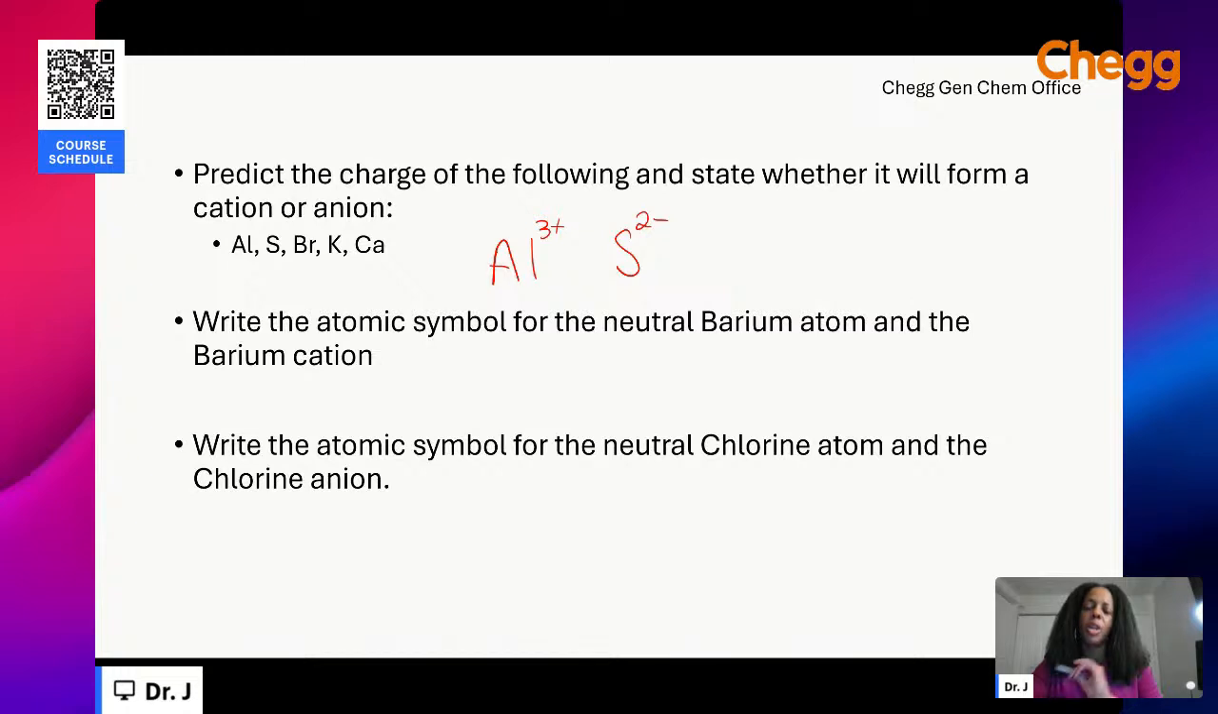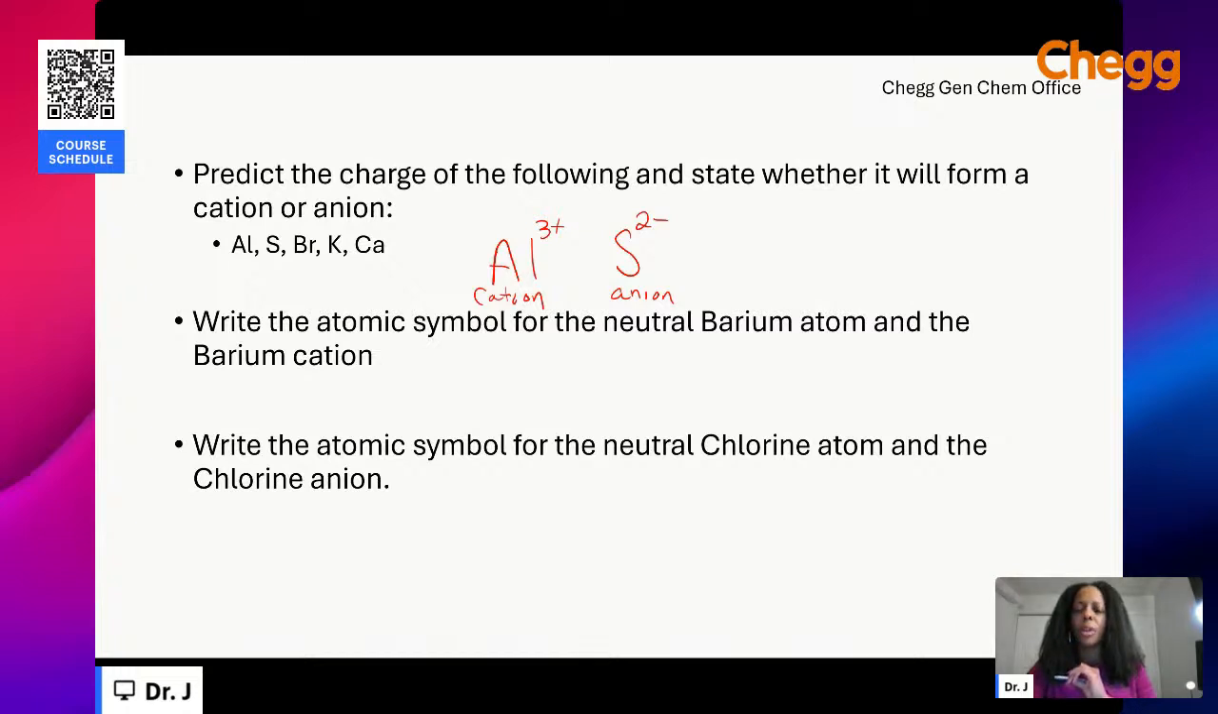Okay. So in aluminum's case, that is considered to be a cation because it's a positive charge. In sulfur's case, that would be an anion because it's a negative charge. Okay.